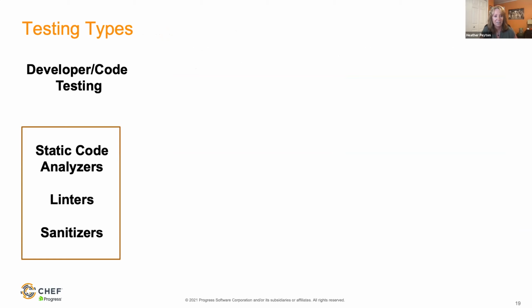Developer code and testing is pretty straightforward. These are tests to analyze individual code, make sure syntax is nice, make sure style is nice. Chef Cookstyle is a static code analyzer and a linter. It helps bring the how-to of Chef best practices analysis to the code, and John's going to cover that a lot in his demo.